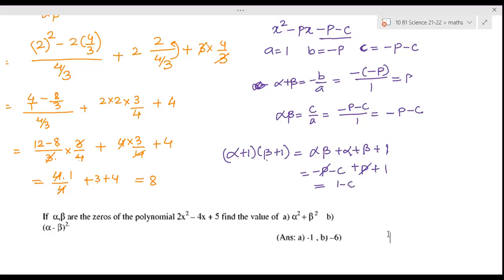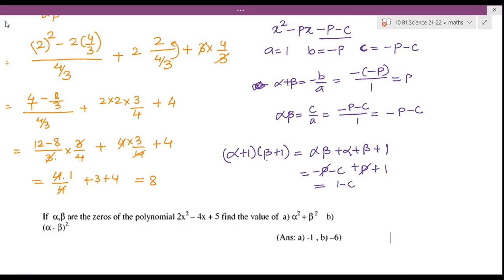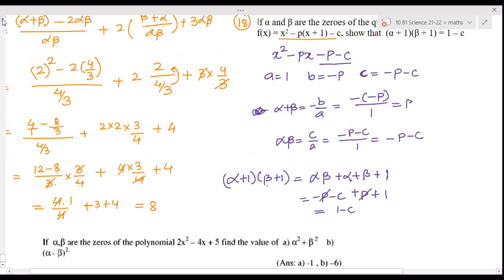Ma'am, can you scroll a bit up? Rupika, Tanya, are you able to understand? Yes, ma'am. Tejal, are you there? Able to understand? Yes, ma'am. A square plus b square is equal to a plus b whole square minus 2ab, right? Yes, right.